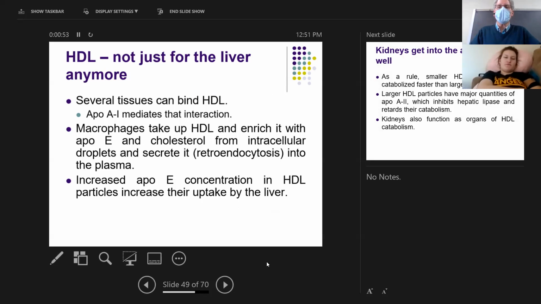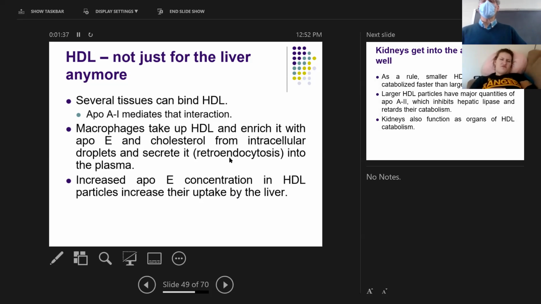Okay, so HDL can also be taken up by macrophages. They can then take it up and then resecrete it. And if they do that, they can enrich it with ApoE. And that ApoE increases their uptake by the liver. This is called retroendocytosis. This has been shown not just in cultured macrophages, it's also been shown to occur in rabbits, rats, and mice. It's been shown to occur in human cultured macrophages. I don't think anyone's shown it in vivo, but that'd be very hard to do.